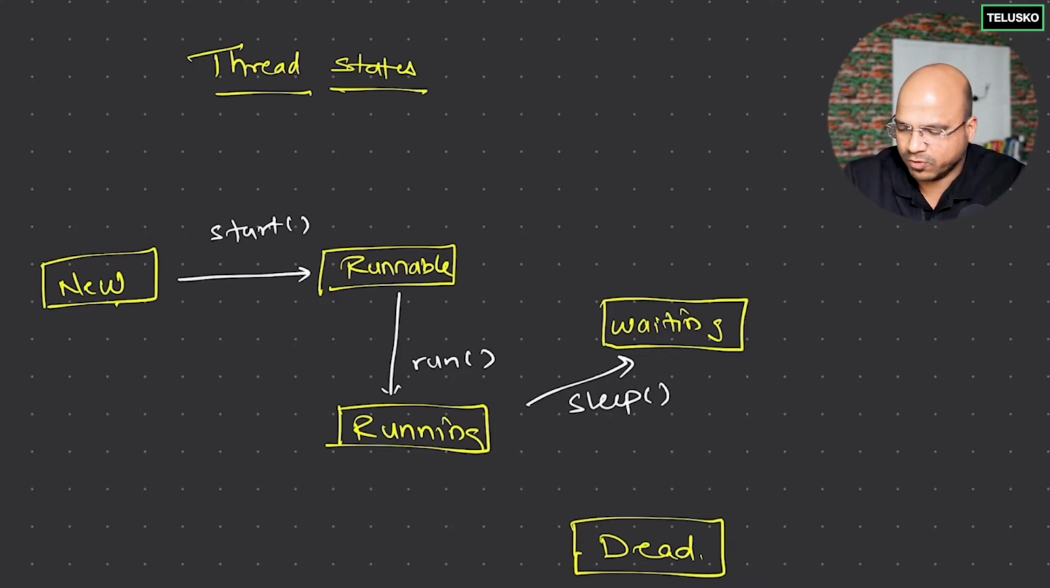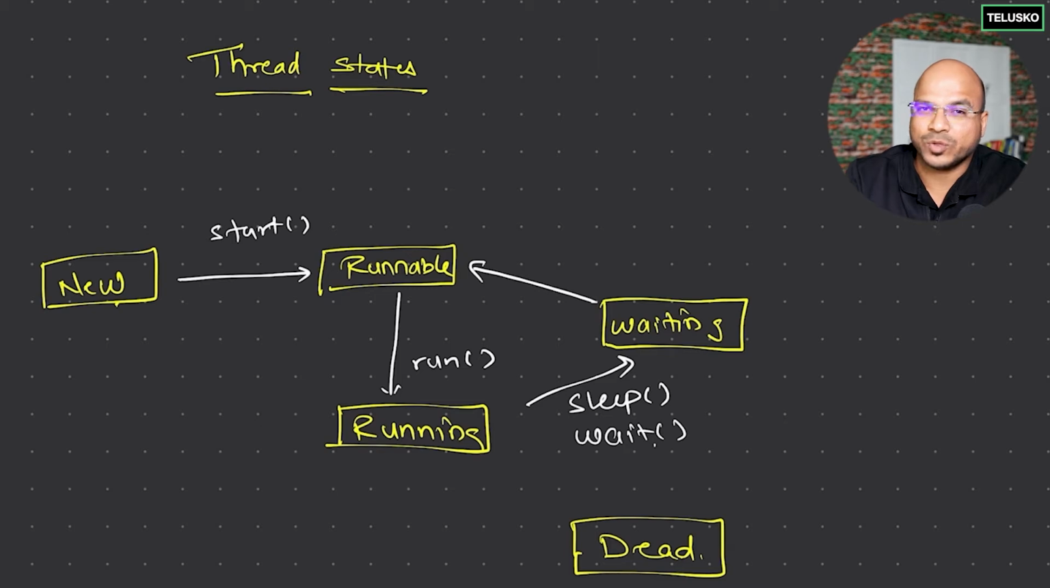Apart from sleep, we also have a method like wait, which can make it go into the waiting state. So when your thread is in the running state, you can call wait, and wait will take it to the waiting state. Now how will you come back? You will come back with the help of notify. The only thing is, when you call notify, you will not come back to the running state. You will go into the runnable state. Whenever the scheduler assigns you the task, or says it's your turn, at that point it will go into the running state.